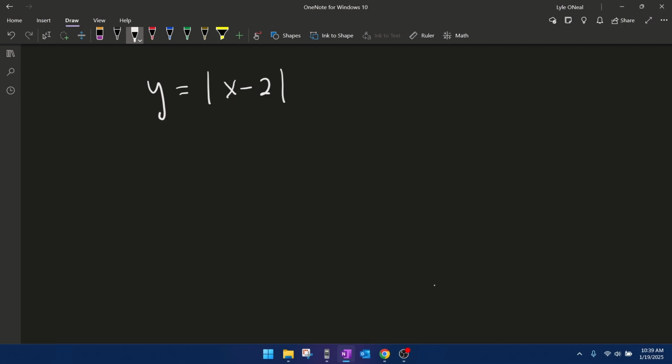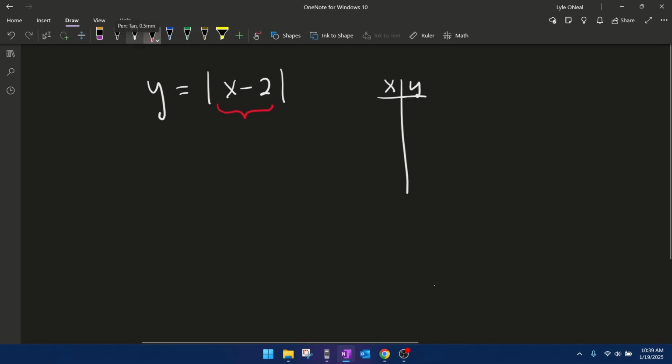Now, I'm going to show you a technique for graphing an absolute value equation, or pretty much any equation, that minimizes the amount of work you need to do. My technique is called the critical point method. And we can graph this equation with a minimum of 3 points. Here's the way it works.